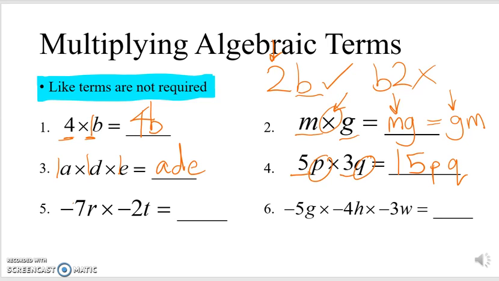We're starting to introduce some negatives, so that's where we pay attention to the signs first. If you have 2 negatives, they will make a positive. I don't need to write down the positive, but I do know my answer will be positive. And 7 times 2 is 14. So we get 14. And then my coefficients of r and t make 14rt or 14tr.